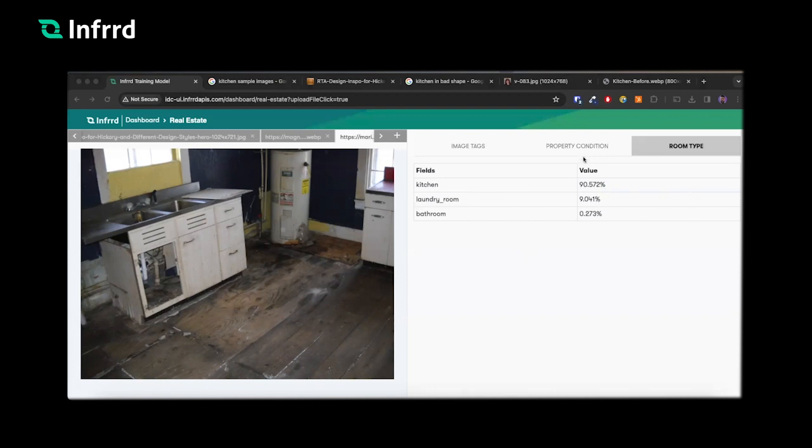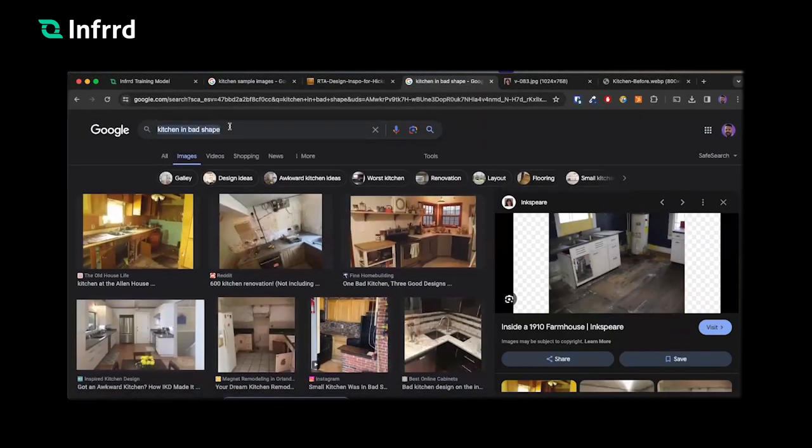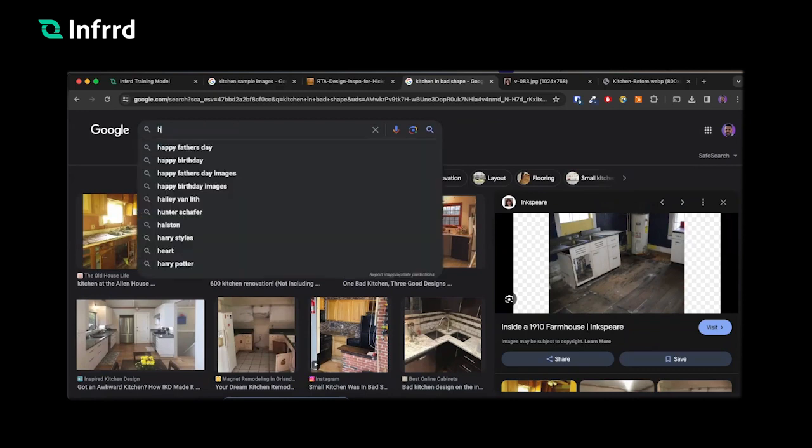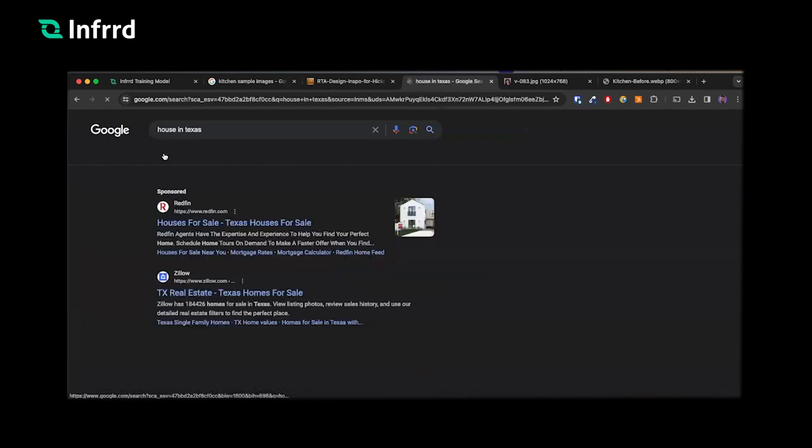Absolutely. To that point, let's run some images of the exterior of a house. Let's see. Do you have any keyword? Like a house in, I'll just say house in Texas. Sure. I'm in Texas. There you go.